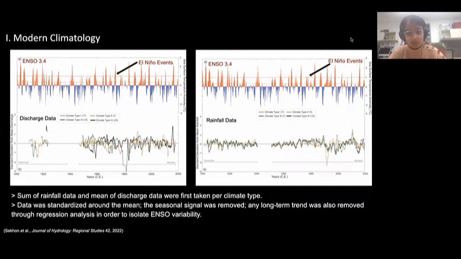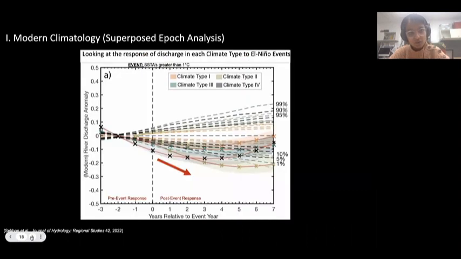And if you look at this figure long enough, you can start piecing out some trends, have your eyes aligned to certain really strong events and see if there is a response in both discharge and/or rainfall. But we wanted to quantify that, and one statistical approach that we took was doing a superposed epoch analysis, and those are the results that you're seeing right now.